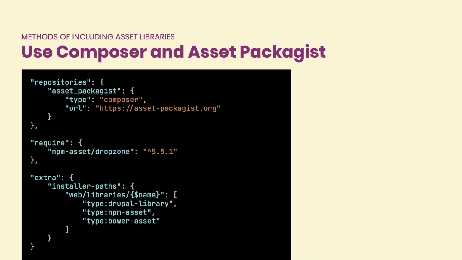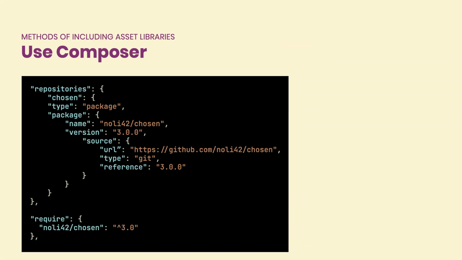But this is how you would do it with Asset Packagist. You add a new repository. I called it Asset Packagist. You can see it's just assetpackagist.org. And then I required, in this case, the drop zone library. And then you have to add to your installer paths that NPM asset and Bower asset should be placed under the web root in the libraries directory.